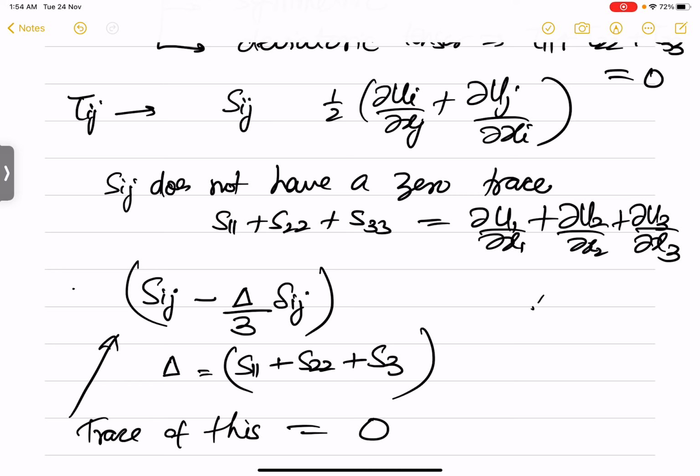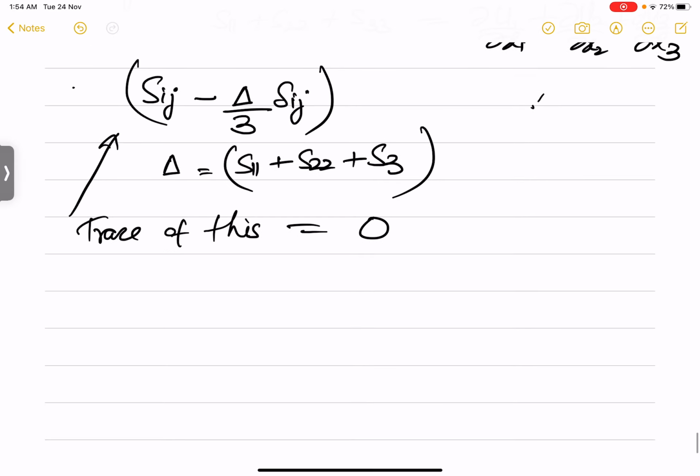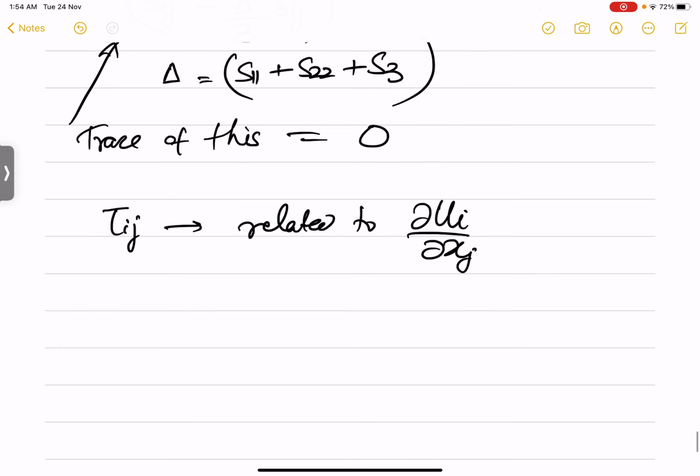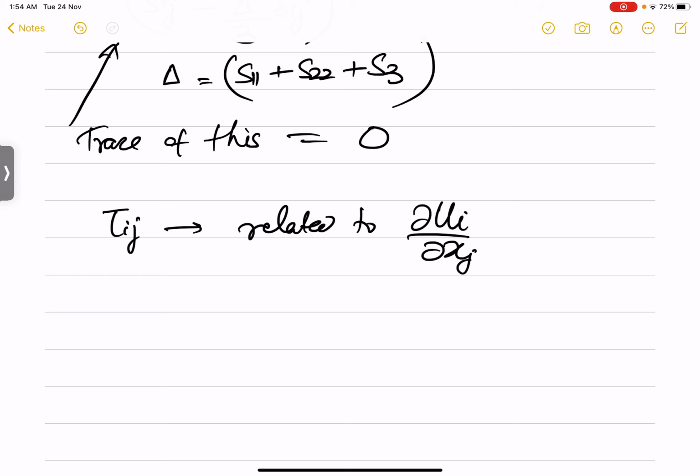Okay. So now we move on to the part of how tau ij is related to the velocity gradient. And here we will start making some assumptions. First, we will assume that there is isotropy in the fluid.